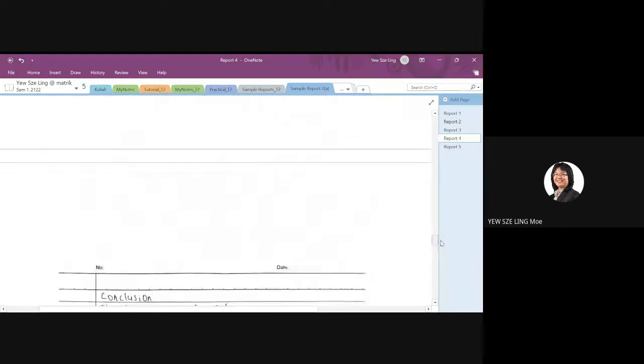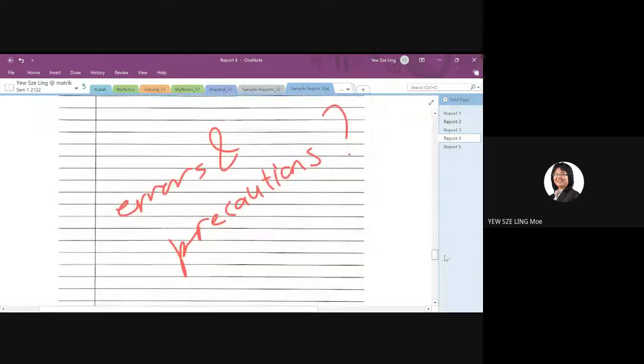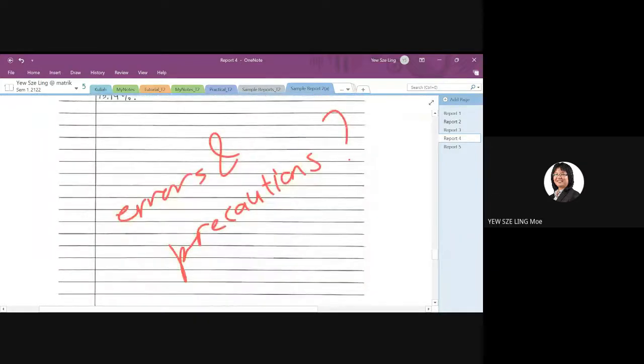See, you don't have errors and precautions in your lab report. So no errors, no precautions, straight away 4 marks gone. I don't even have to mark. In your official practical test, the total mark is 15. Usually in your report writing test, I think we give a total of 30 marks, so divide by 2. So 4 marks gone means that at maximum you can only get 13 over 15.